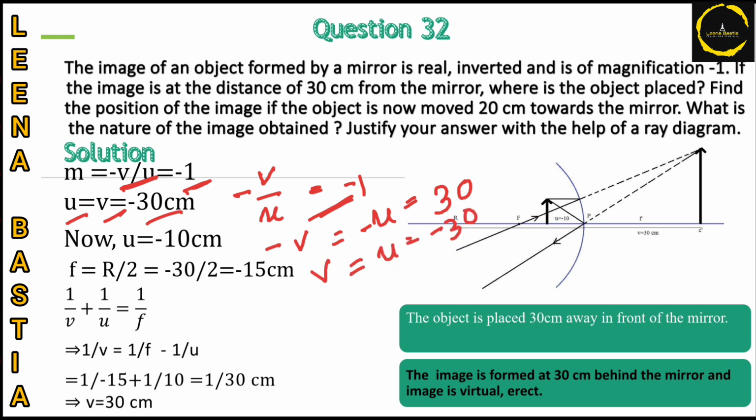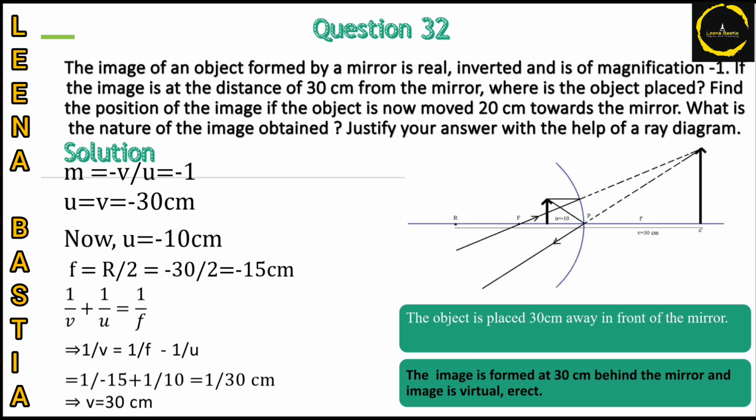Right? Because if we omit this particular sign, we have to put it here. So by default also, you know u is always negative. I hope this part is clear. So the first part, where the object has been placed, we got this. The object is placed 30 centimeter away from the mirror, in front of it. Obviously it is the object distance.